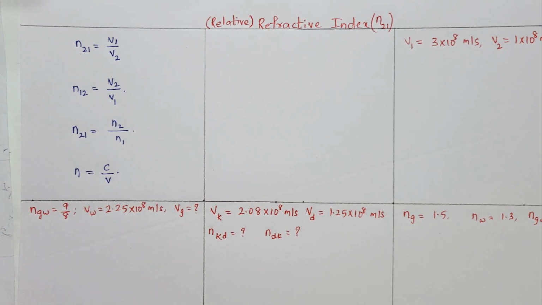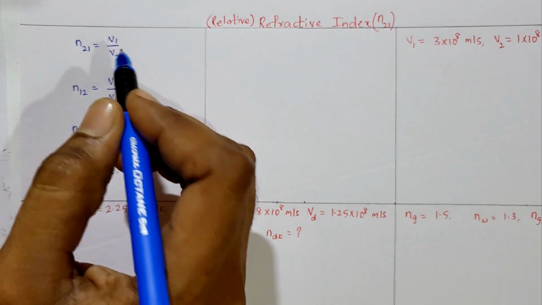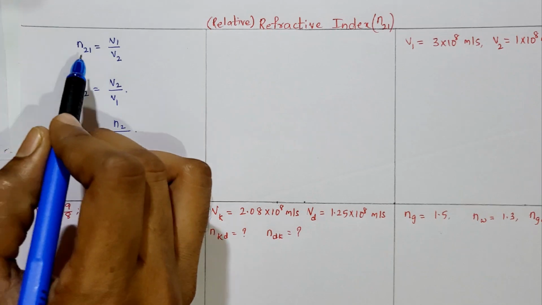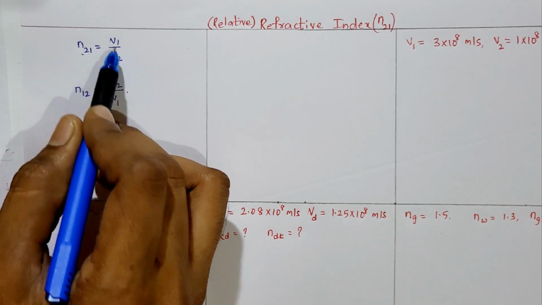Here we are going to study relative refractive index. Relative refractive index means we study the refractive index of a medium with respect to another medium. The second medium will not be air or vacuum now. It may be any medium. That is the major difference between absolute refractive index and relative refractive index. Okay. So now see this formula n21 is equal to v1 by v2.